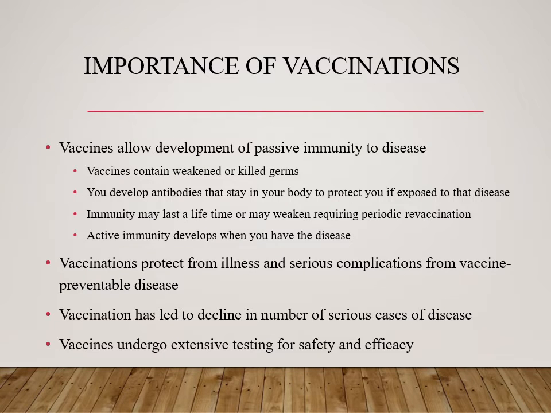Importance of vaccination. Vaccines allow the development of passive immunity to diseases. Vaccines can weaken or kill germs. You develop antibodies that stay in your body to protect you if exposed to that disease. Immunity may last a lifetime or may weaken, requiring periodic revaccination. Active immunity develops when you have the disease. Vaccinations protect from illness and serious complications from vaccine-preventable diseases. Vaccination has led to the decline in the number of serious cases of disease. Vaccines undergo extensive testing for safety and efficacy.